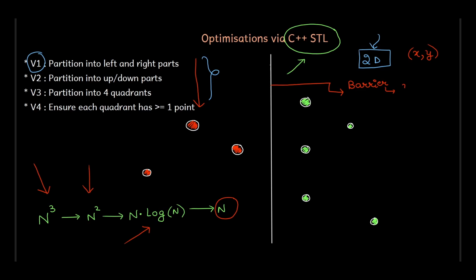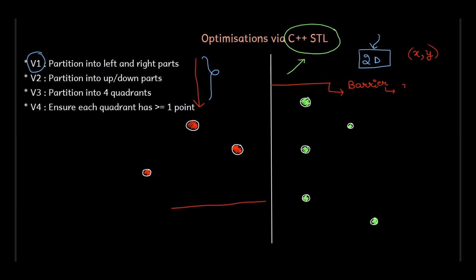Now you can see that after placing a barrier, the region has been divided into 2 parts. One is the left part and one is the right part. And since you were given n different points on the 2D grid, after placing these barriers, all the points that land on the left half, I have colored them red, and all the points that land on the right half, I have colored them green.